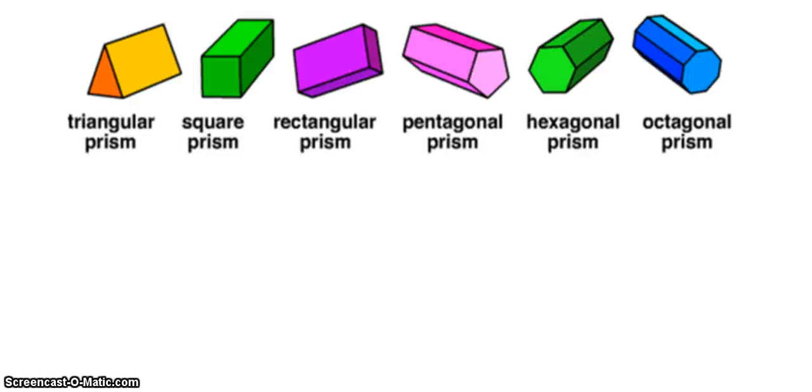Here are a number of prisms, again named for the shape of their base. We have a triangular prism, square prism, rectangular prism, pentagonal prism, hexagonal prism, octagonal prism. You can see that there's an octagon base right here, all these lateral faces around the outside, and then another base up top right here. But what if we were to make the base a circle? Is there such thing as a circular prism?